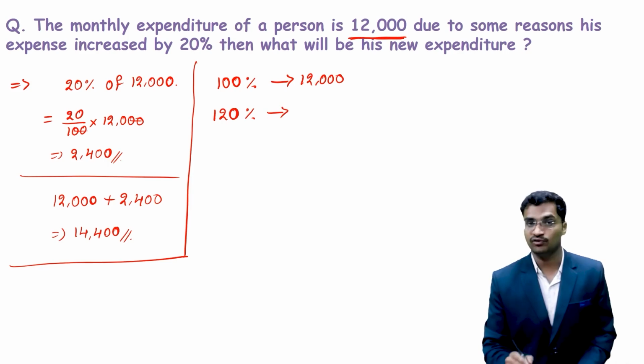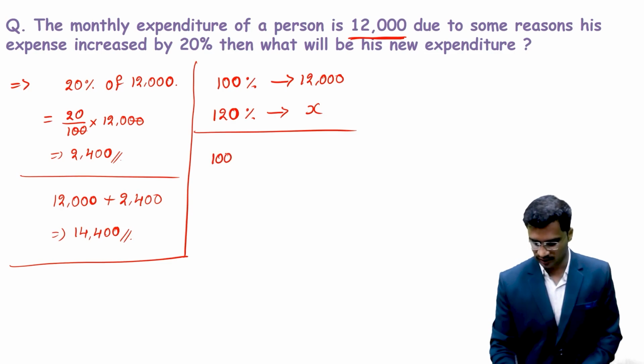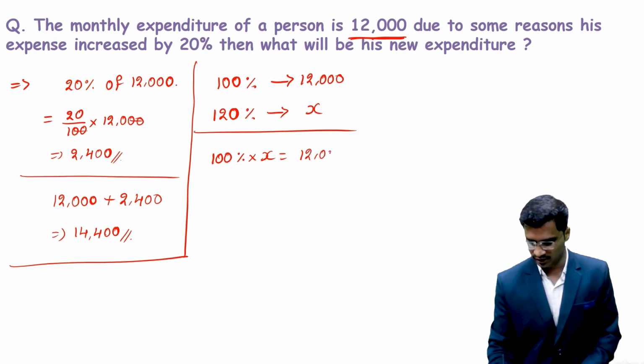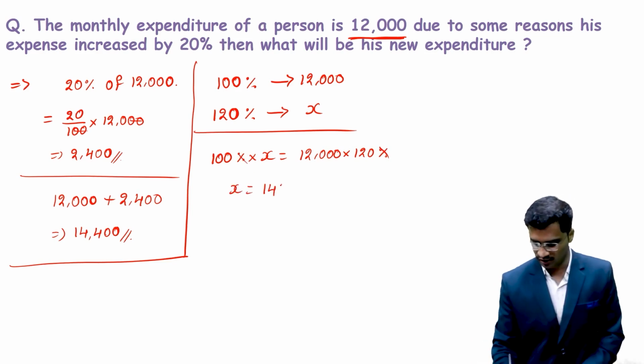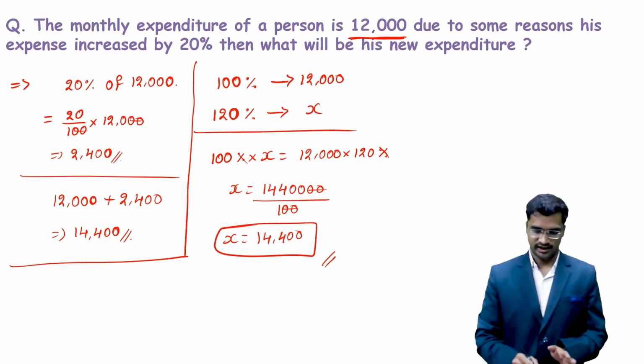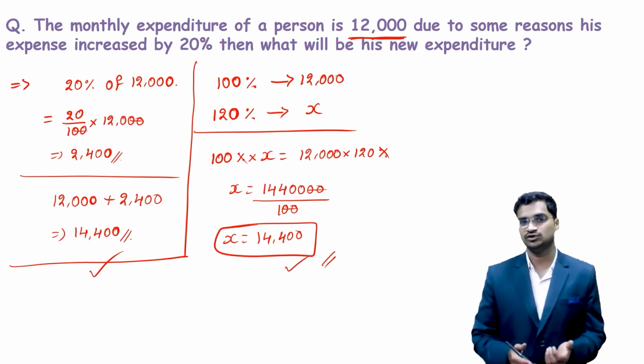Then what I have to find? I have to find the value of 120%. So let us solve this. From cross multiplying, 100% into x is equal to 12,000 into 120%. So percentage gets cancelled. Now x value is equal to 1440, divided by... so two zeros get cancelled. So x value is equal to 14,400. So I can use this basic method or I can use this method. Whichever method you are comfortable with, you can use.